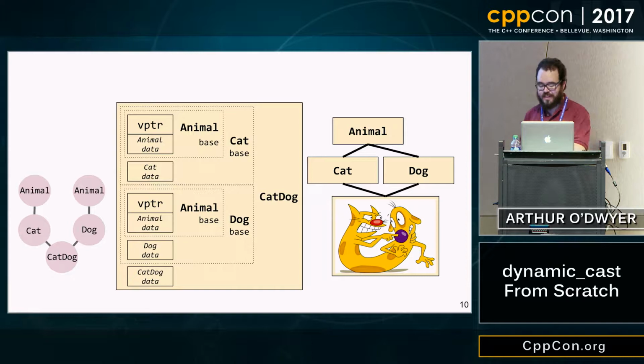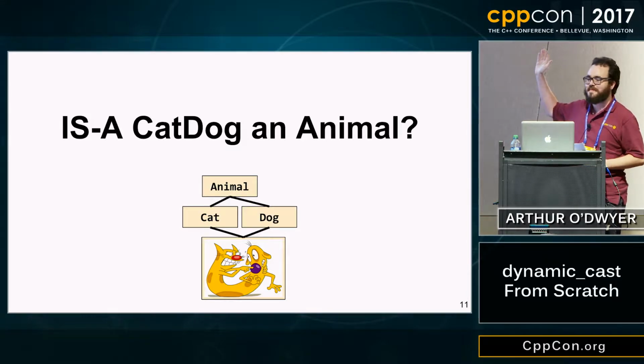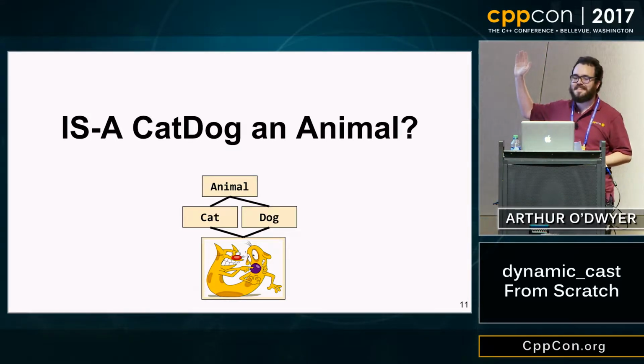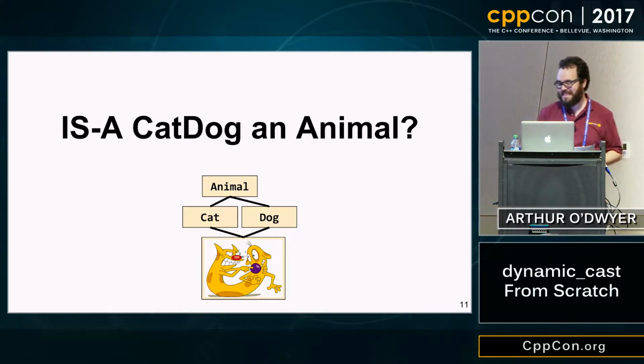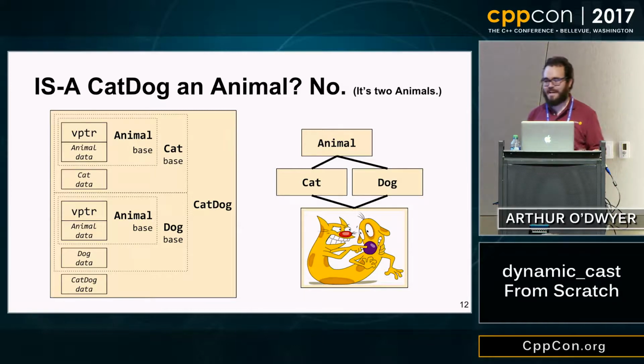All right. So now we have a question. Is a CatDog an Animal? How many people think a CatDog is an Animal? How many people think a CatDog is not an Animal? All right. Well, I'm going to make you happy. It's not. A CatDog is not an Animal. A CatDog is two Animals. It's got two Animal subobjects. It is not an Animal.